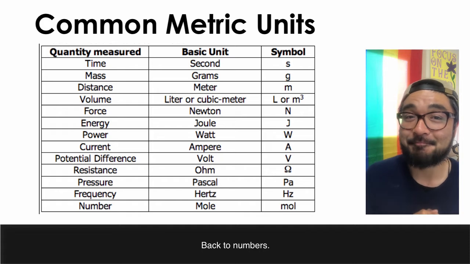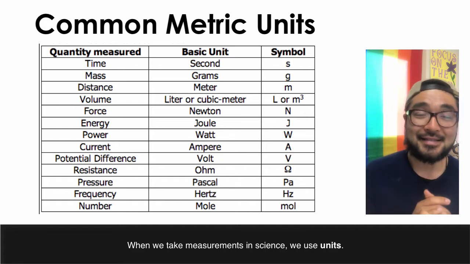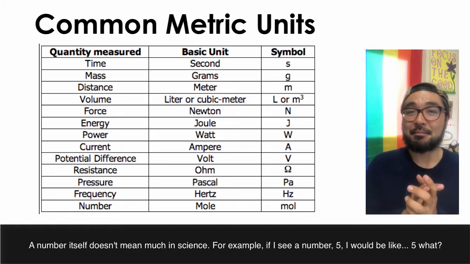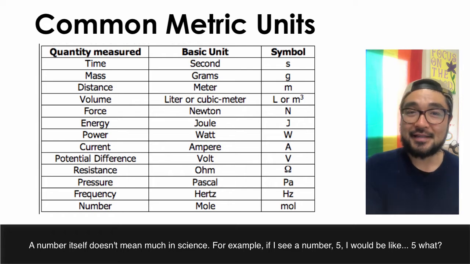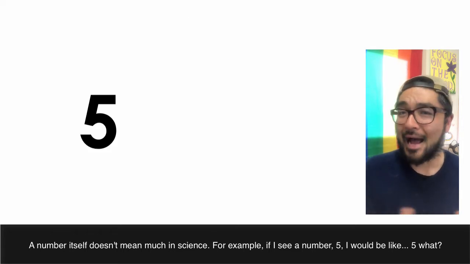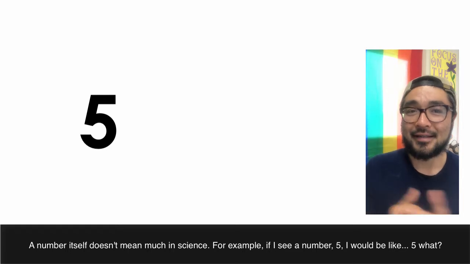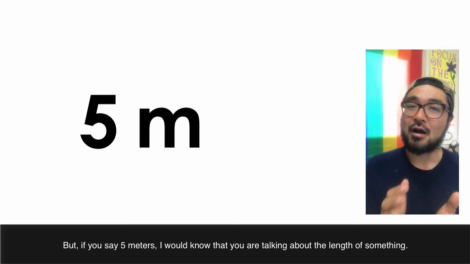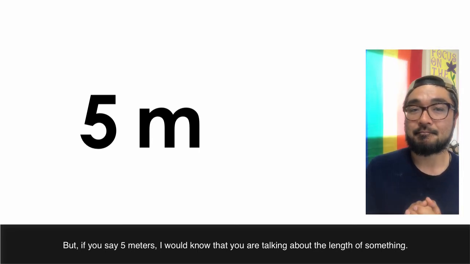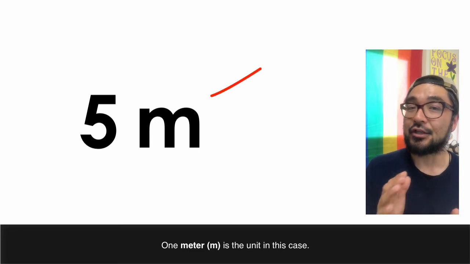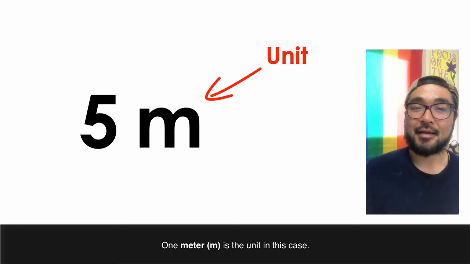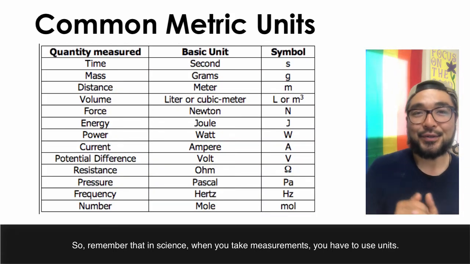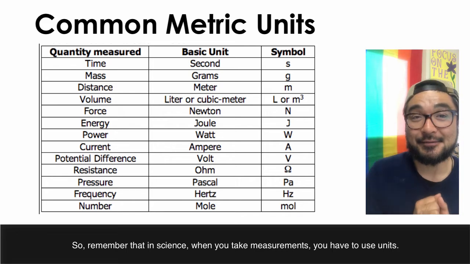Back to numbers. When we take measurements in science, we use units. A number itself doesn't mean much in science. For example, if I see a number 5, I would be like, 5 what? But if you say 5 meters, I would know that you're talking about the length of something. 1 meter is the unit in this case. So remember that in science, when you take measurements, you have to use units.